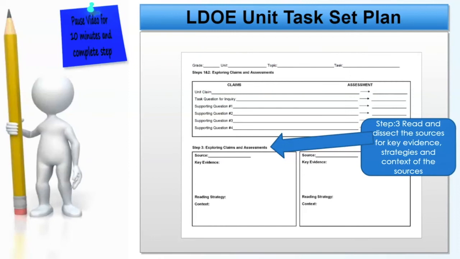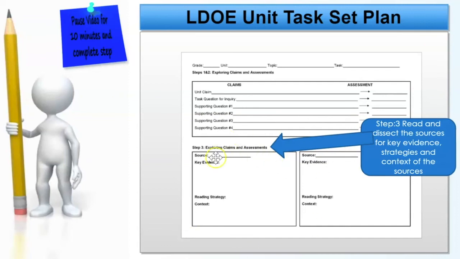Moving on to the next step, this part is going to take a little bit longer. For step 3, you're going to read and dissect the sources for key evidence, strategies, and context of the sources. These sources are those that are specifically listed within the instructional task, provided with a hyperlink that takes you outside of the document, or with those supplemental links, you can plug those into your browser. Pause the video for 10 minutes to complete this step.